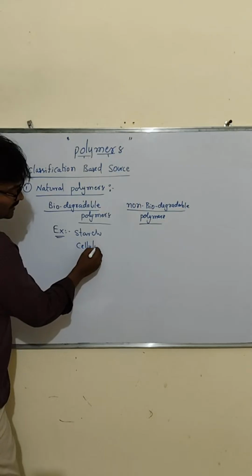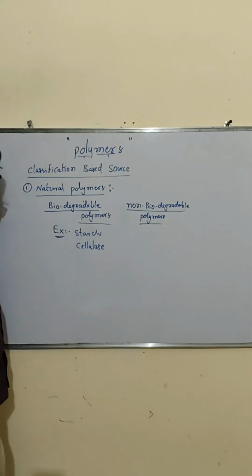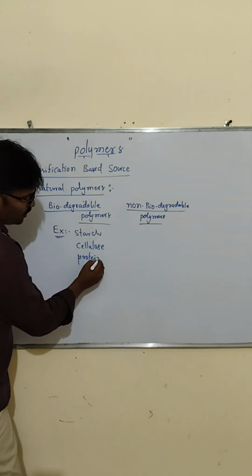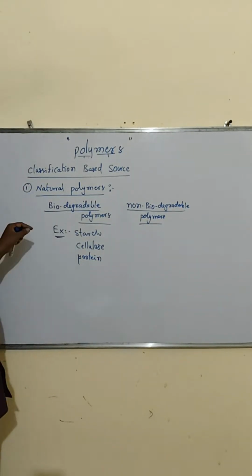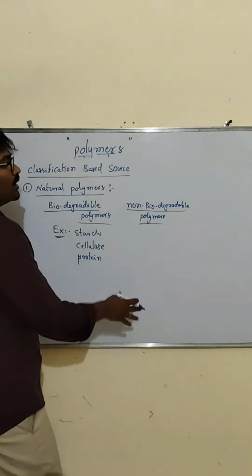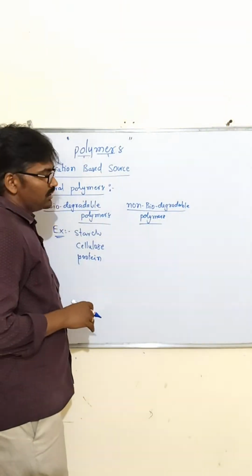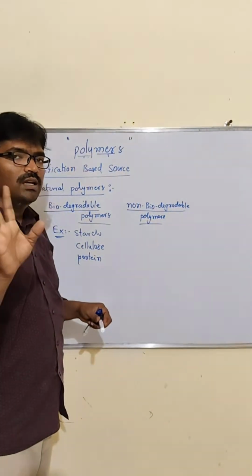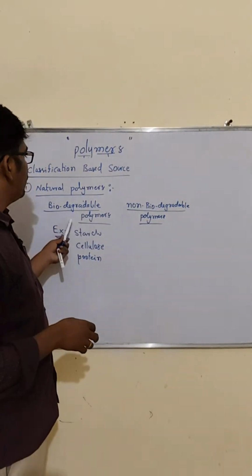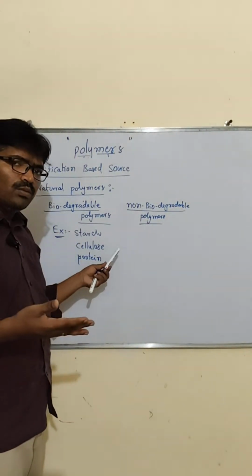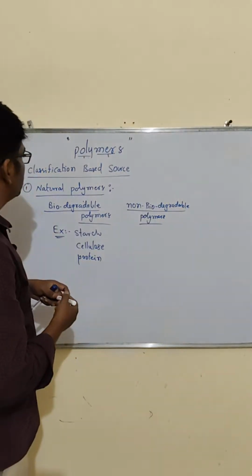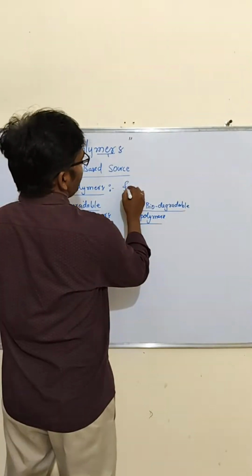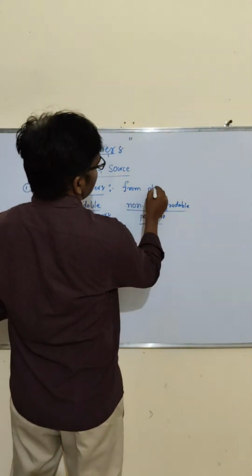cellulose, starch, cellulose, protein, all these are biodegradable polymers. Then non-biodegradable polymers are those that won't be decomposed by the environment. Biodegradable polymers can be decomposed by the environment. So these natural polymers generally come from plants or animals.